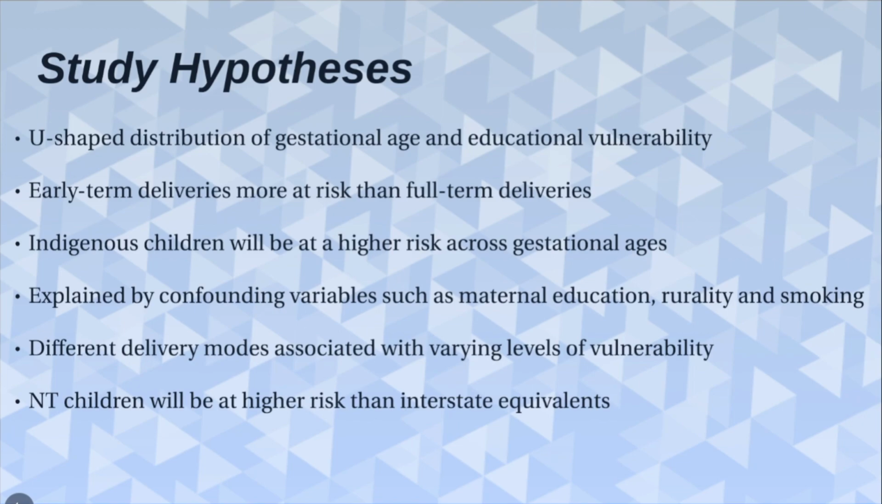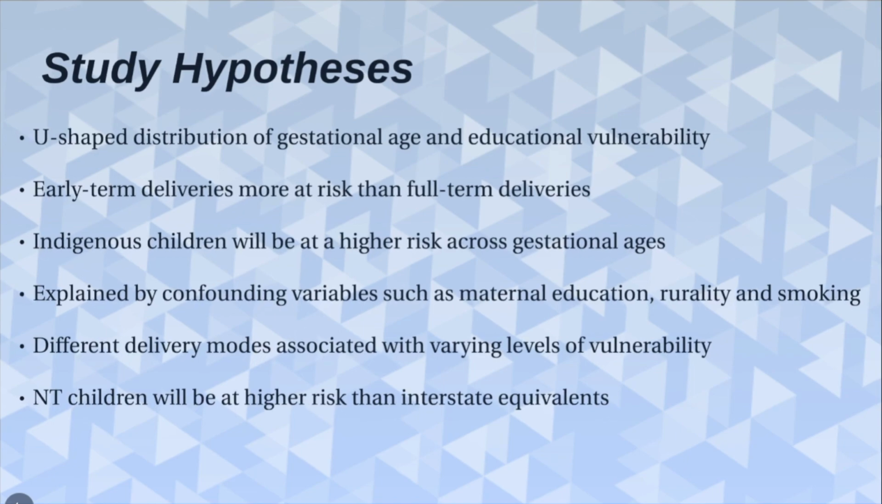Given previous data, it's hypothesised that a U-shaped distribution of gestational age and educational vulnerability will be formed, and this may represent early-term elective deliveries as more at risk than full-term deliveries. Further, it's hypothesised that Indigenous children will be at a higher risk across all gestational ages, though this difference could be explained by confounding variables such as maternal education, rurality, and smoking. Also, it's hypothesised that different delivery modes will be associated with varying levels of vulnerability. And finally, it's hypothesised NT children will be at a higher risk than interstate equivalents.